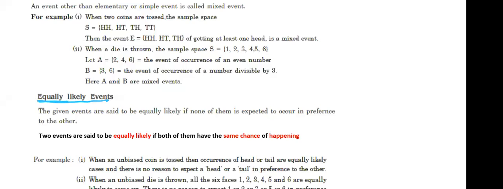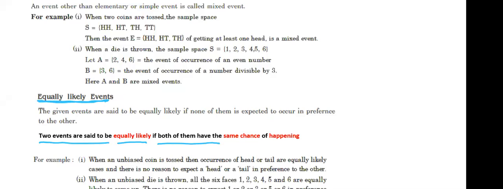See here, equally likely events. So what is equally likely events? Two events are said to be equally likely if both of them have the same chance of happening. So for the two events, we will say that they are equally likely.